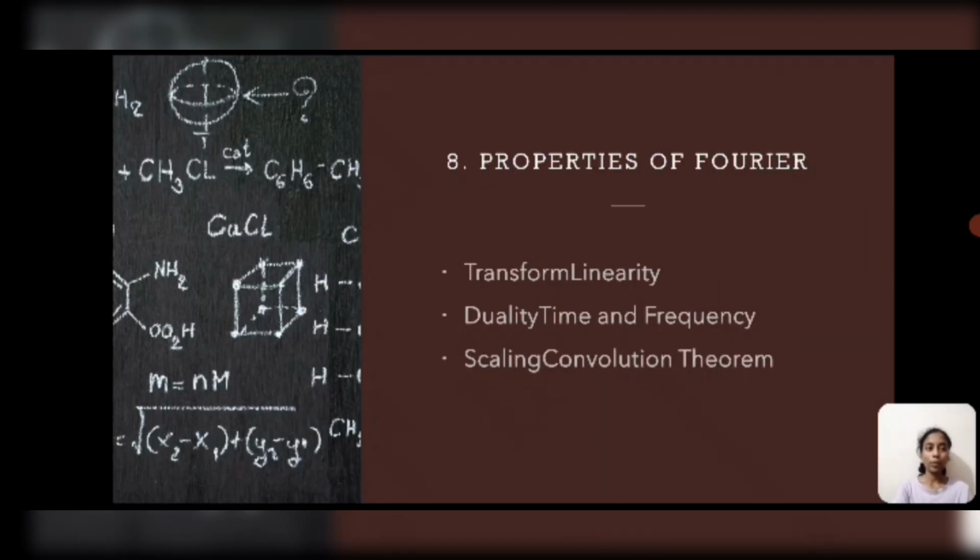Let us see about the properties of Fourier transform. First, linearity. Second point, duality of time and frequency. And the last point, scaling and convolution theorem.